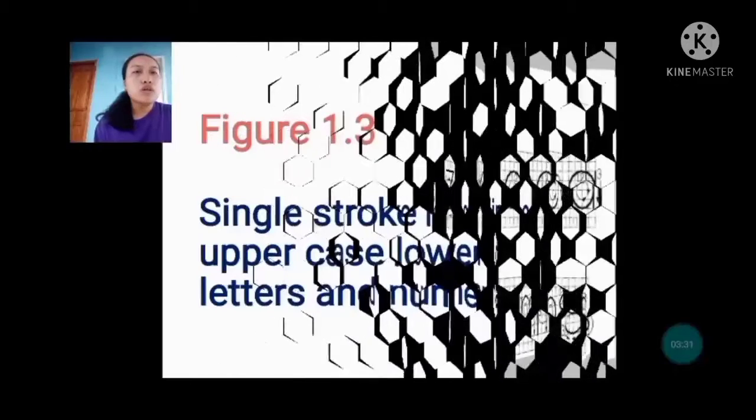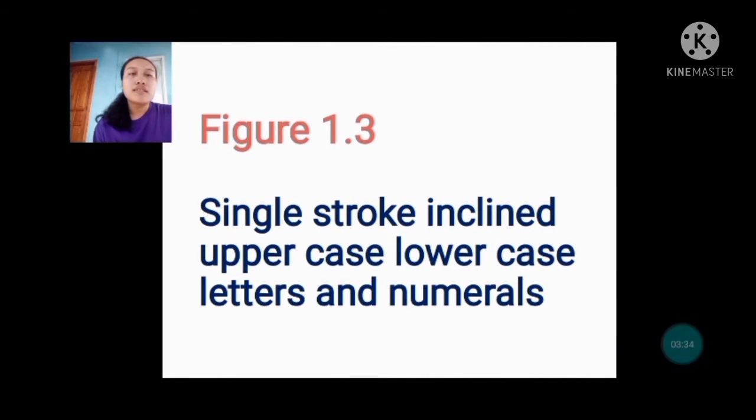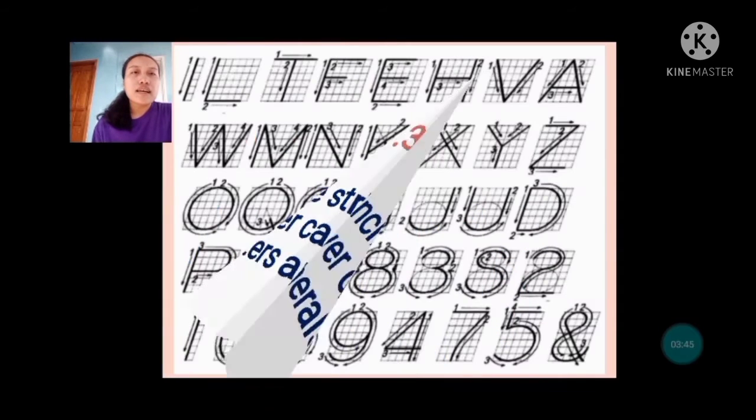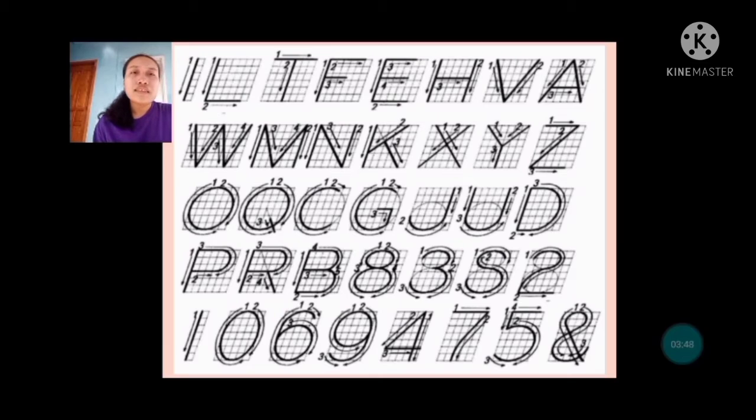And then, the next one is figure 1.3, which is the single stroke inclined uppercase letters and numerals. So here we can see the difference in its type. Compared to figure 1.1 earlier, it is also big, but the difference is that its letters are slanted. As we see, it is different from the first one in figure 1.1.